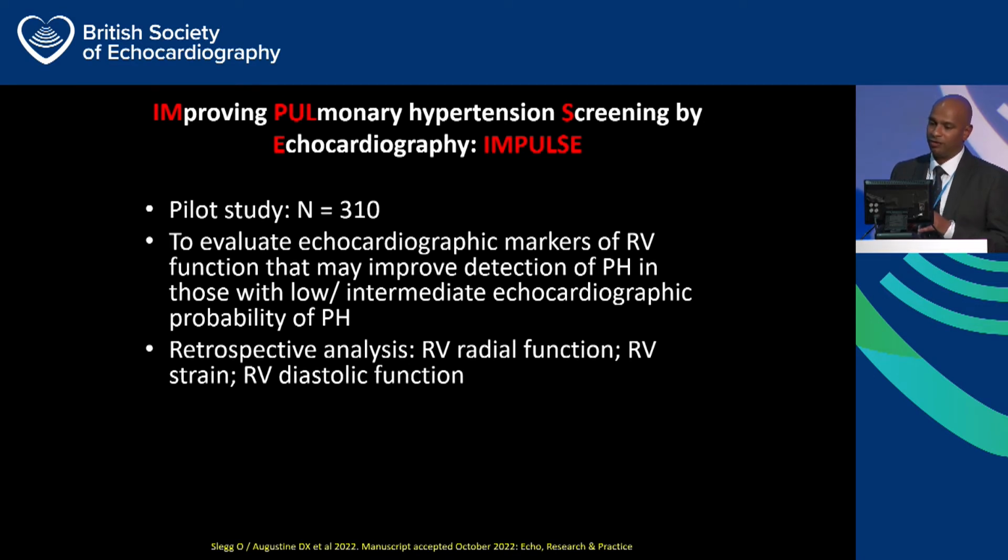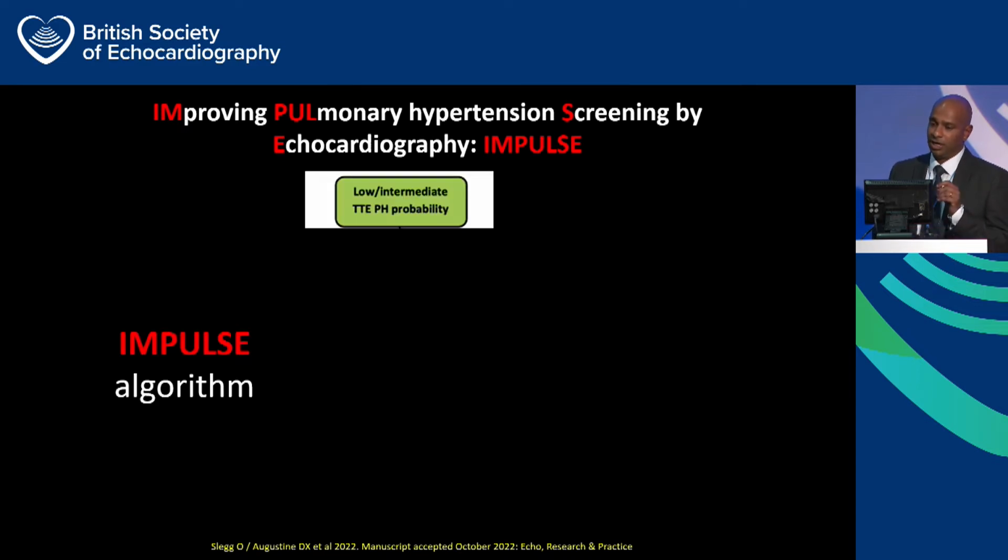That was presented here last year, and we've gone on to do some pilot work looking at echocardiographic markers in this low and intermediate group that may improve the detection of pulmonary hypertension. And specifically, we looked at radial function, RV strain, and RV diastolic function. And we just looked at the low and intermediate probability group. If you've got a high probability of pH, the likelihood is that you have pH. So we started with these two lower groups.